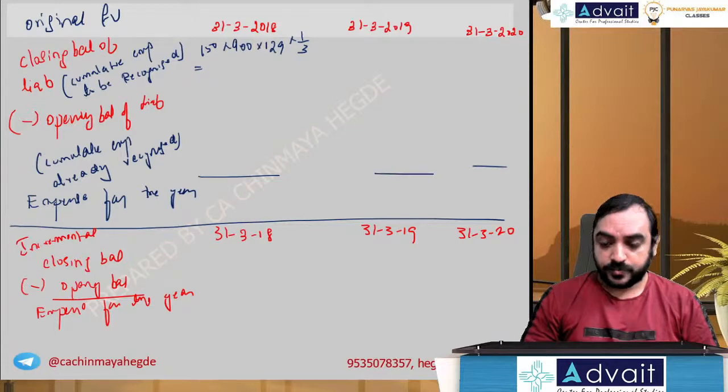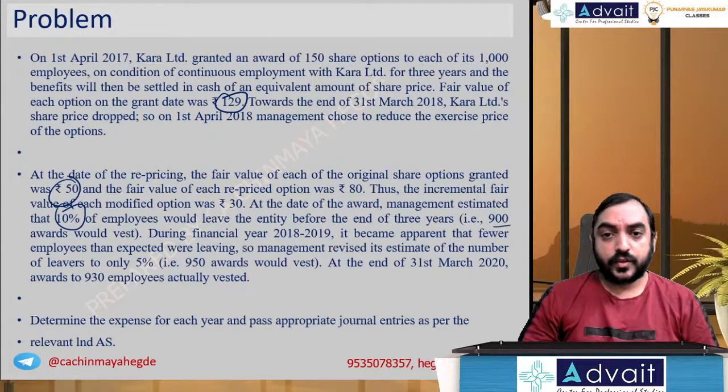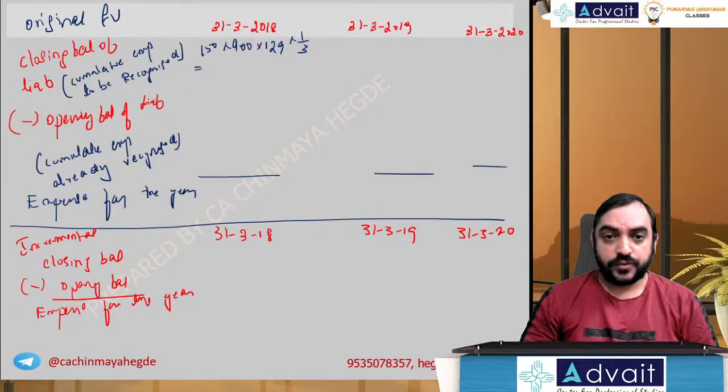150 into 900 into 129 divided by 3. 150 options, 900 employees each, fair value 129 into 1 by 3. So 150 into 900 into 129 divided by 3 is 58 lakh 5,000. Opening balance is 0. So the entire amount is current year expense, 58 lakh 5,000.